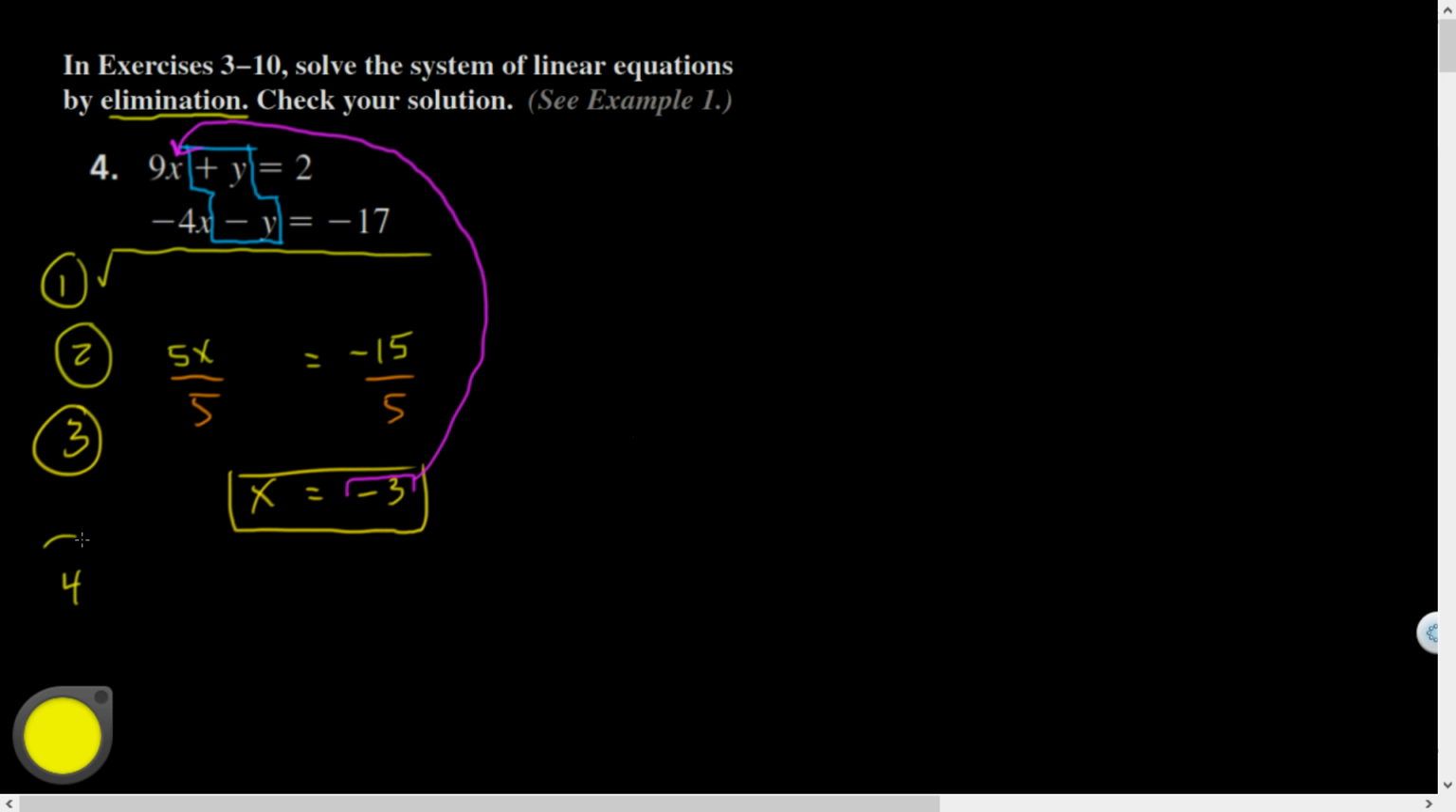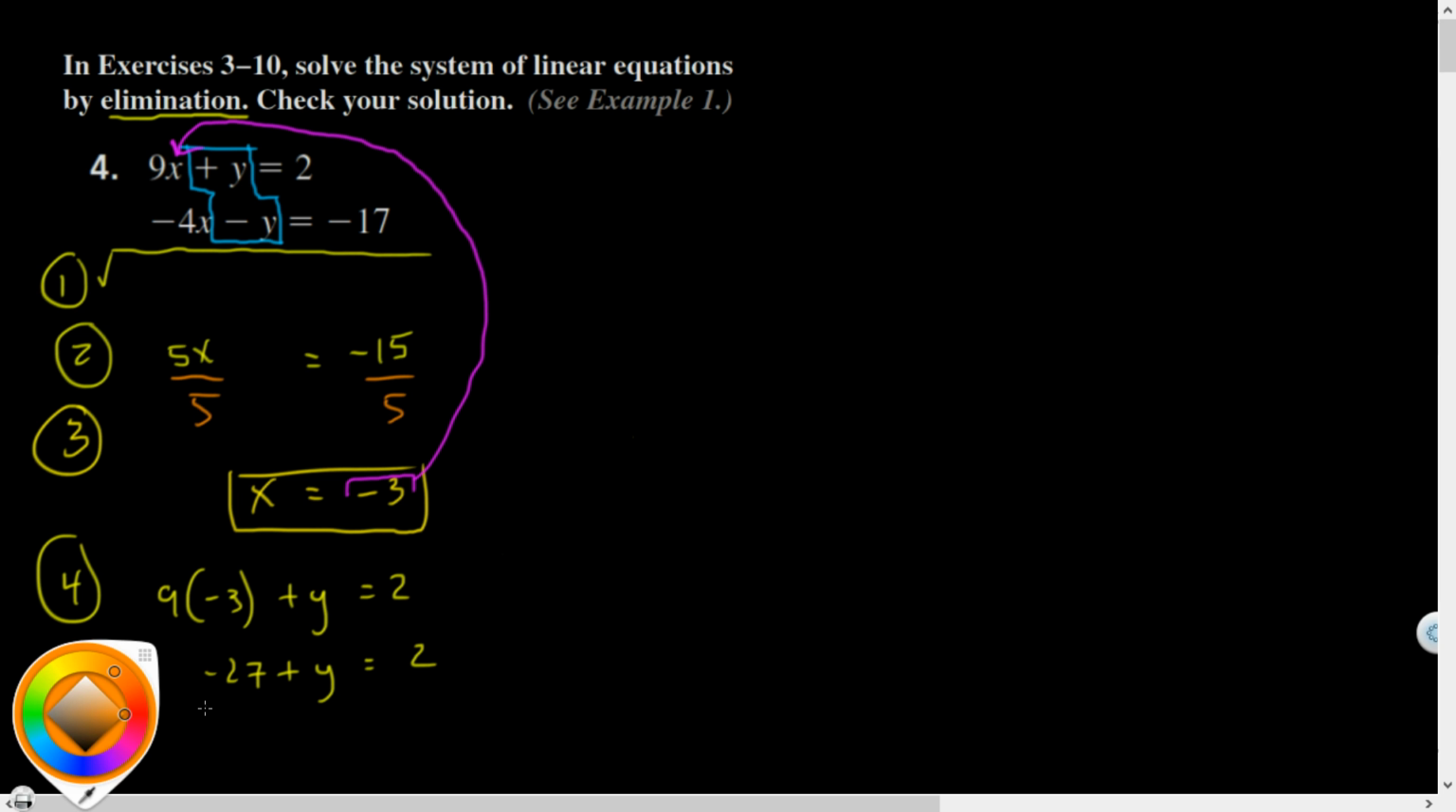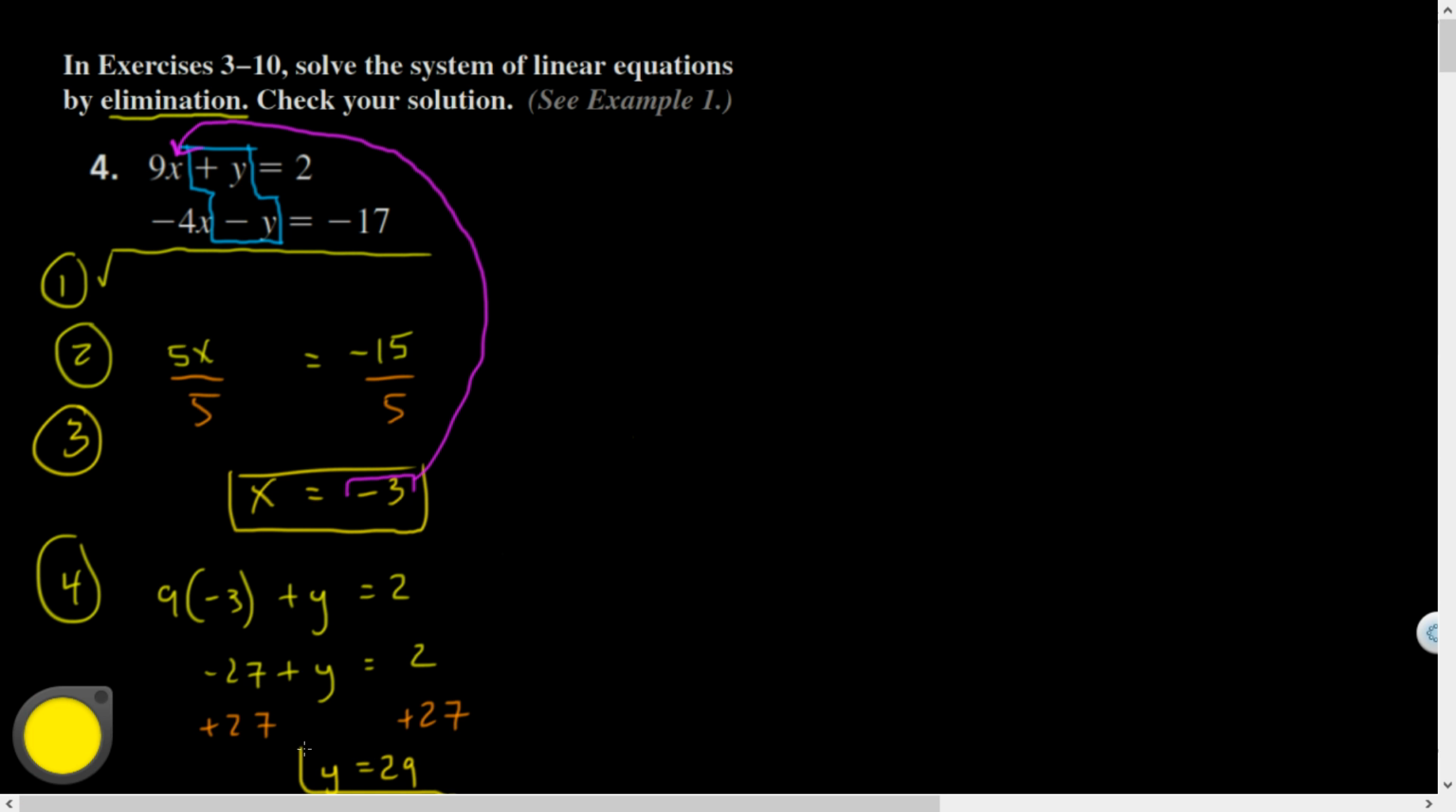So that's step 4: plug your solution into one of the originals. It doesn't matter which in this case. In the substitution method, it did matter, but in this case, either one. So pick the one that's easier for you, plug it in and solve for the remaining variable. So I'll have negative 27 plus y equal to 2. Add 27 to both sides, and I'll get y equals 29. So my solution is negative 3 comma positive 29. Good, good.